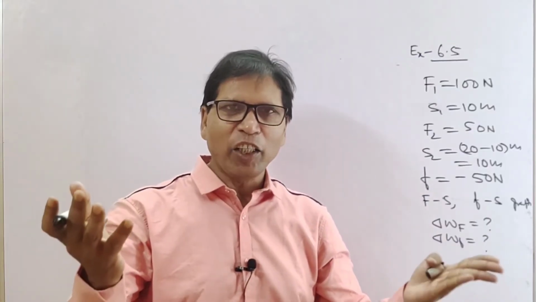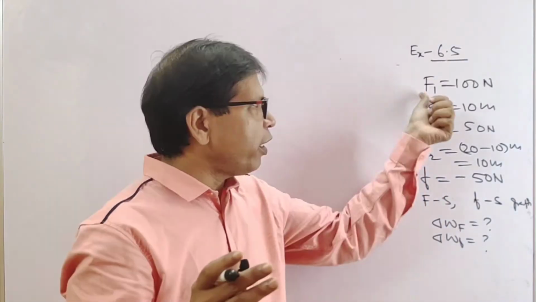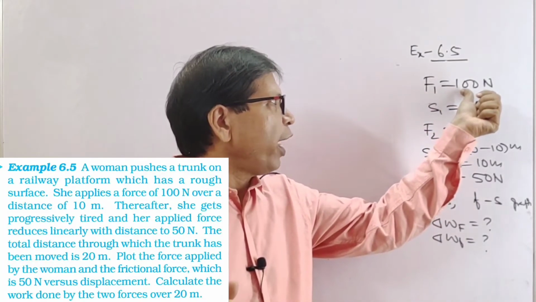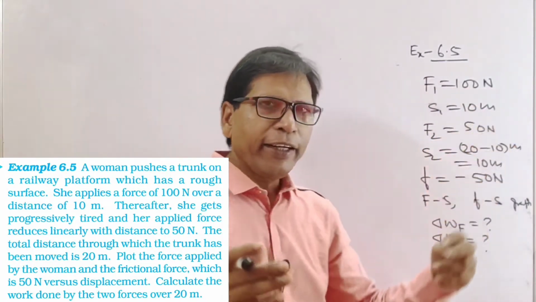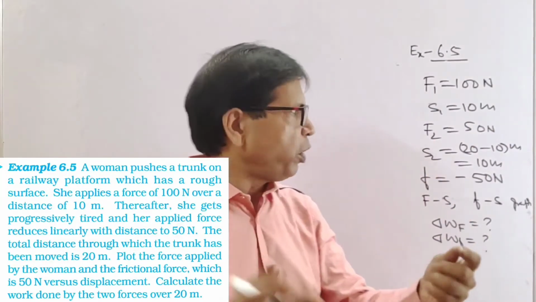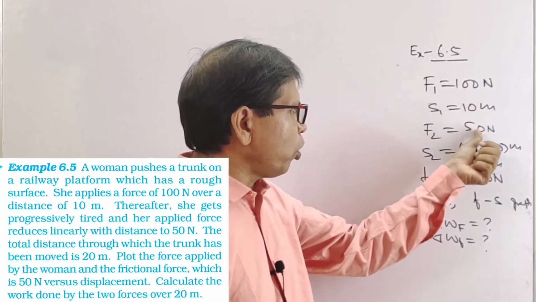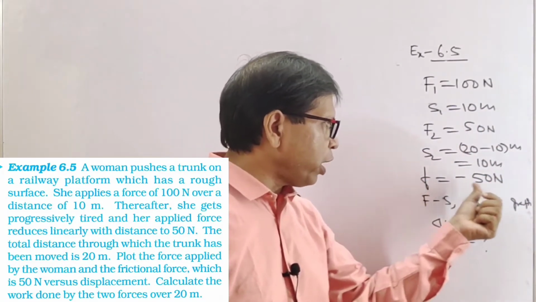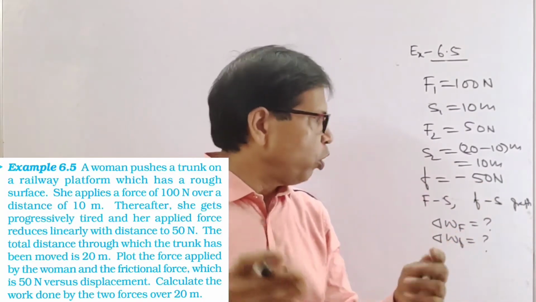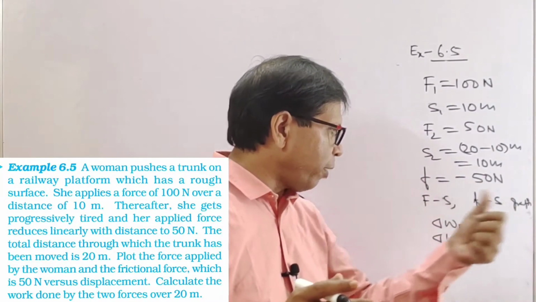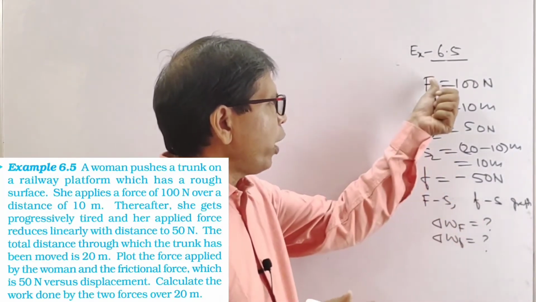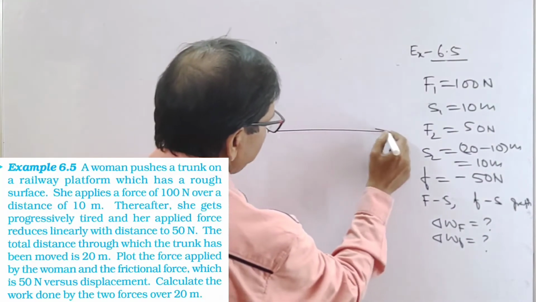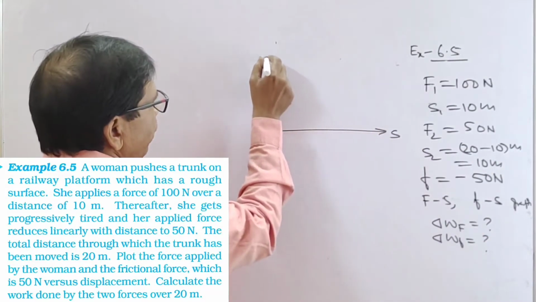Now NCERT numerical 6.5. A woman pushes a trunk by applying force 100 Newton for 10 meter. Then she decreases force uniformly from 100 Newton to 50 Newton and finally displaces it 10 meter. Here force of friction is 50 Newton. We have to plot the F–x graphs and find work done by F1 and F2 and work done by the force of friction. Now this is the displacement, and this is the applied force.